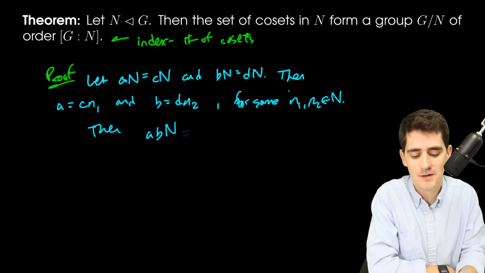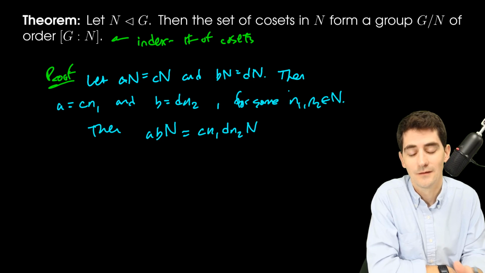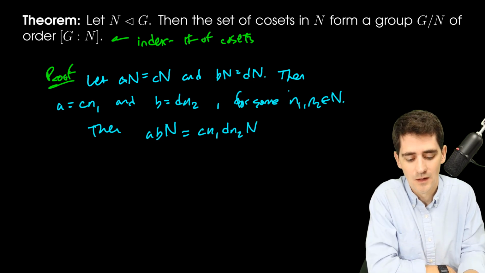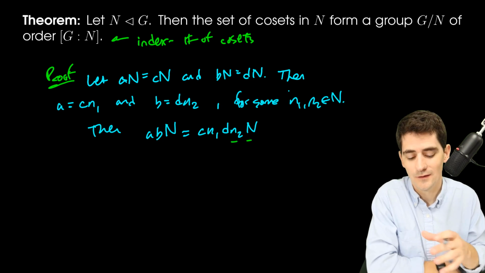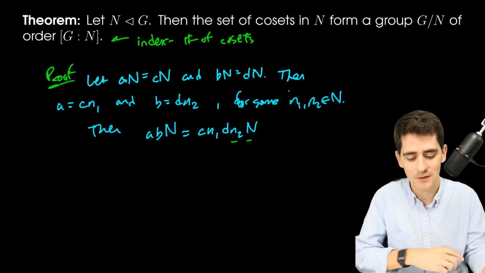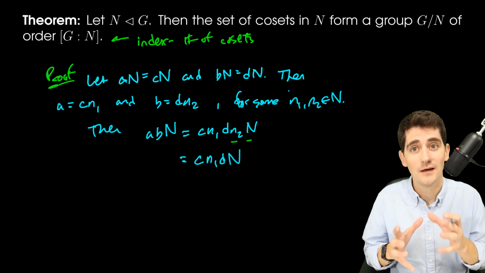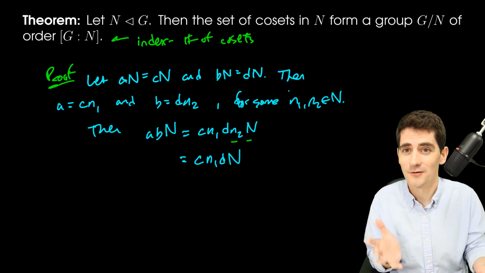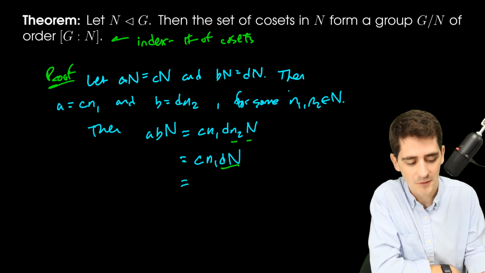So if I multiply ab, getting the box abN, that's the same thing as saying c n1 d n2 N, right? So this is that box's label. But notice here I'm multiplying n2 times all the stuff in capital N. So that's the same thing as c n1 d N, because n2 times all the stuff in N is still that same box N. Now, because this is a normal subgroup, I'm allowed to do this trick.